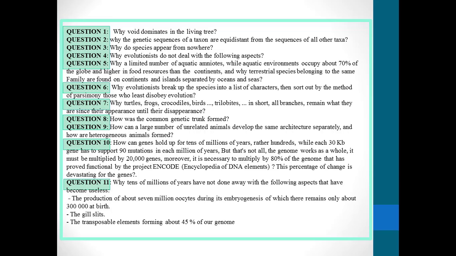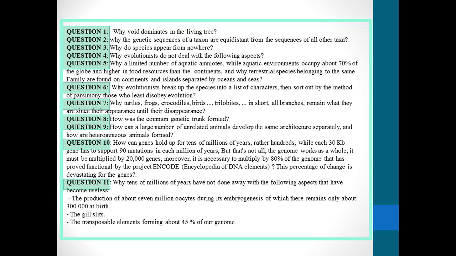But that's not all. The genome works as a whole. It must be multiplied by 20,000 genes. Moreover, it is necessary to multiply by 80% of the genome that has been proved functional by the project ENCODE, Encyclopedia of DNA Elements. This percentage of change is devastating for the genes.